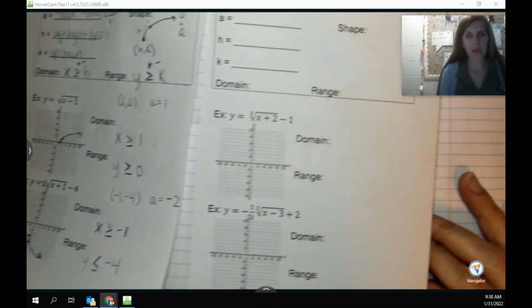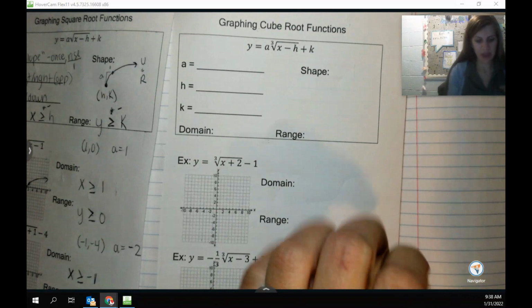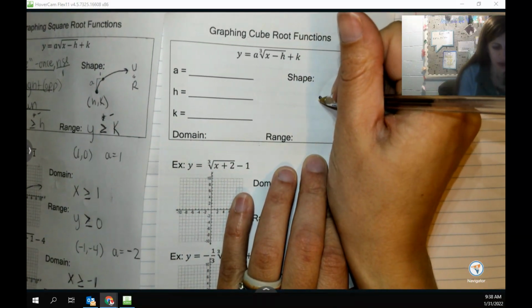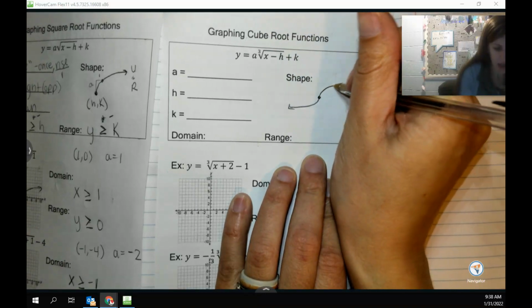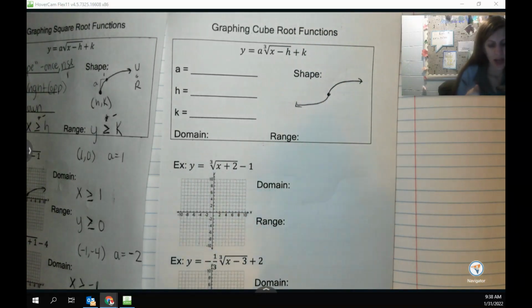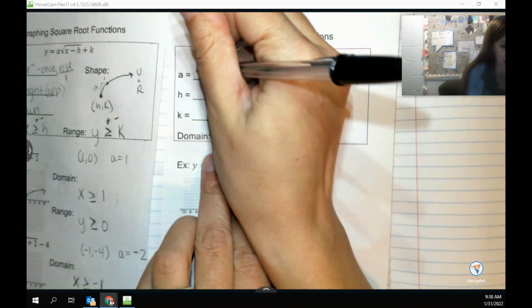Okay, we also took a look at cube root functions. So the shape of a cube root kind of has this starting point, and then we do like a stretched out S sort of shape. We have our a, h, and k like always. So a is going to be my slope.